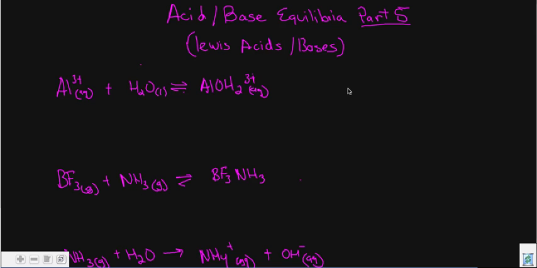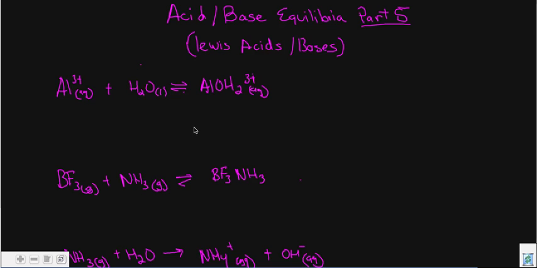The Lewis concept talks about pairs of electrons. So the idea is that one donates a pair of electrons, and that would be a base. So a base is an electron donor, and an acid is an electron acceptor. So let's take a look at this example right here.